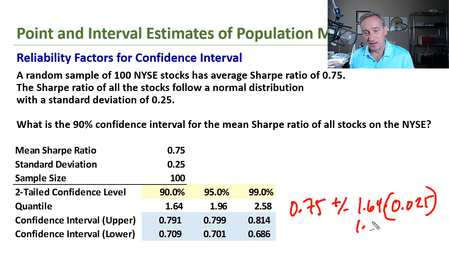It's just our reliability factor that increases. We now go from 90 to 95%. This increases, and you can see our confidence interval widens. But it's still symmetrical around the 0.75. And we can step it up even to very common as a 99%, especially in risk. And so that would be 2.58. And you can see the confidence interval widens even more.